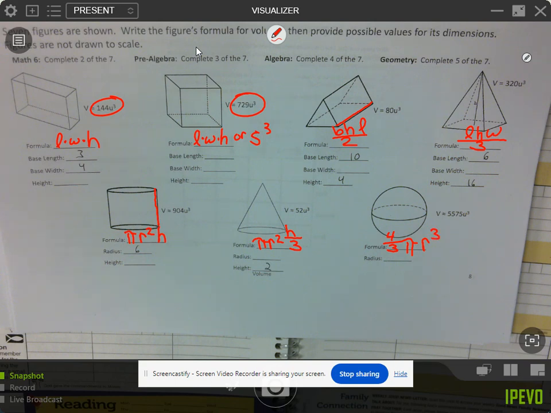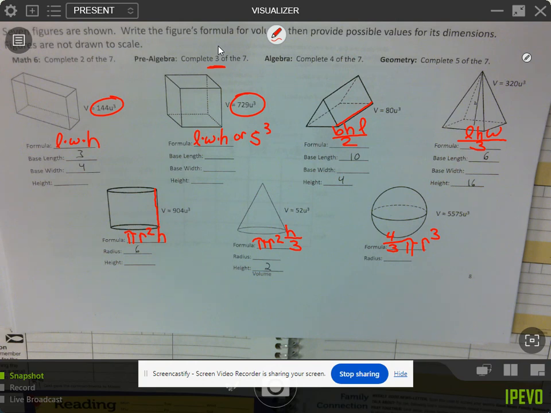You do not have to do every single one of these. You have to do 3 to get full credit. You have to do 3 of them. If you want to challenge yourself, do more. Do all of them. Do the ones with pi. They're a little bit trickier.